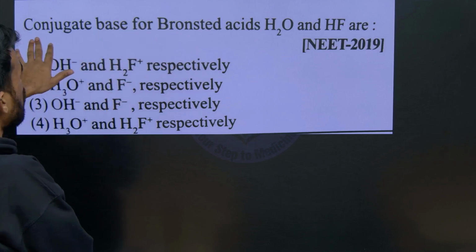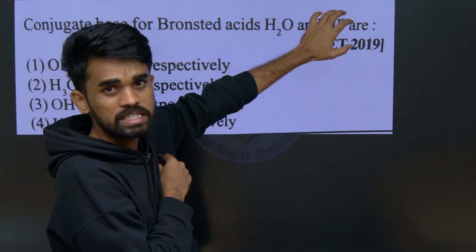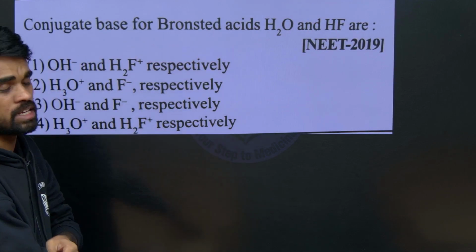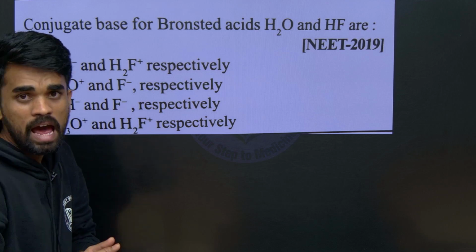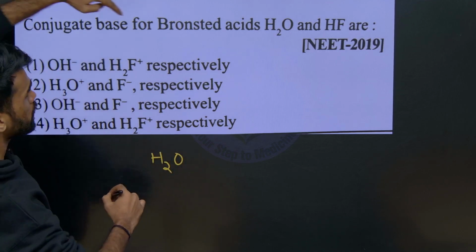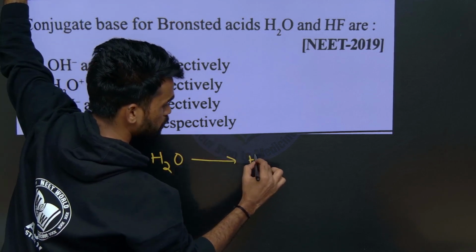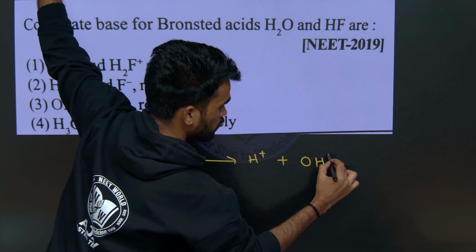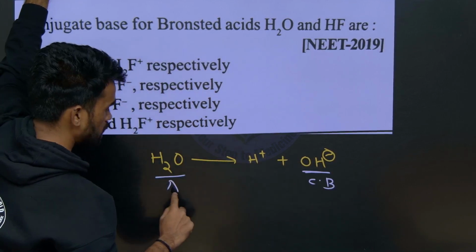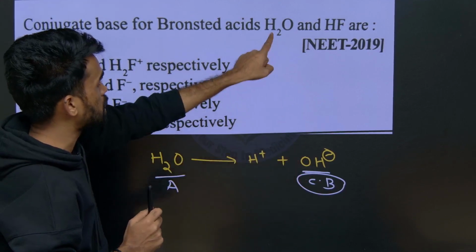Here conjugate bases for Bronsted acids like H2O and HF are given. So what are the conjugate bases for these acids they are asking. This is from acid base theories, right? If H2O is a Bronsted acid, then it releases one H plus ion, and the negative part left is called its conjugate base. If this is an acid, then this will be the conjugate base of this acid. So this is the conjugate base of H2O.